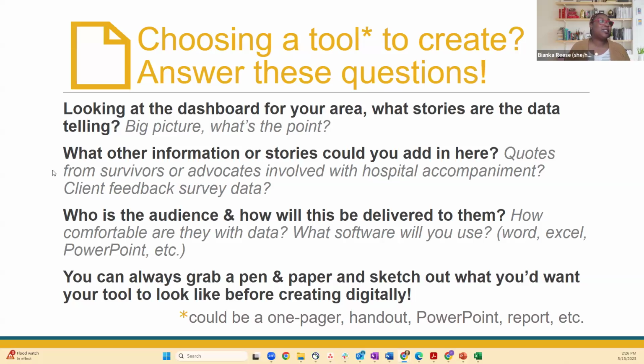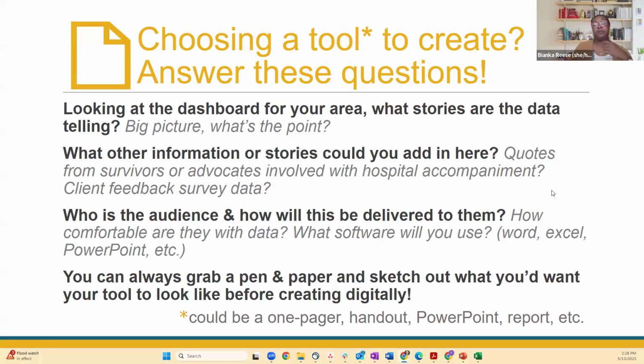Then you also want to consider what other information or stories you can add in there. I've been mentioning this data is imperfect, it's incomplete, and it's just one picture, one part of the story. So you want to add in other information or quotes, maybe not pictures, but anything from survivors or advocates that are involved, you might want to add that information there.